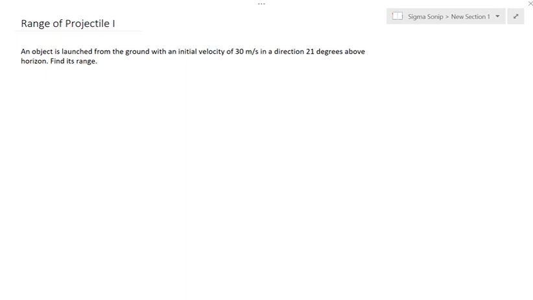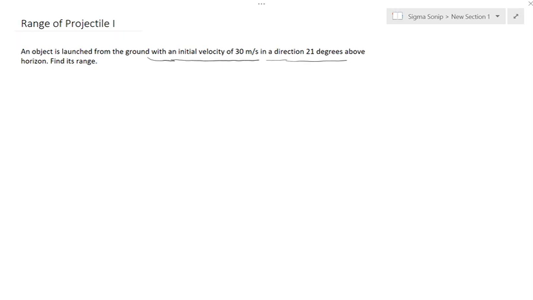Okay, in this video we are going to take a look at how to solve a basic projectile range question. So the question is that an object is launched from the ground with an initial velocity of 30 meters per second in a direction 21 degrees above the horizon. We have to find the range.